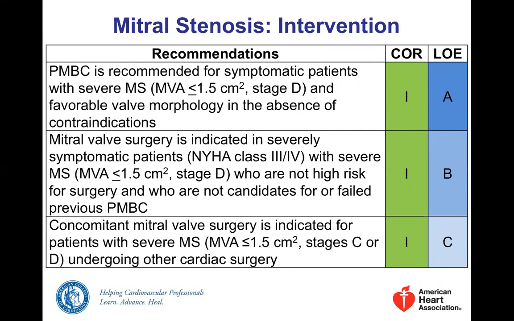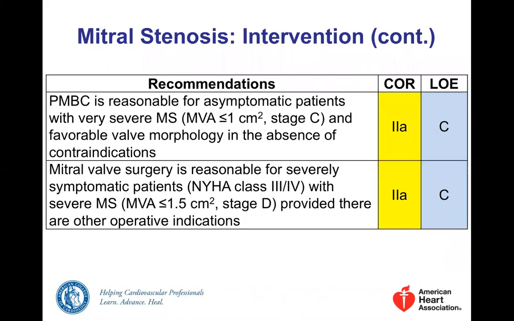Concomitant mitral valve surgery is indicated for patients with severe mitral stenosis, mitral valve area less than 1.5 centimeter, stage C or D, who are undergoing other cardiac surgery. This is class 1. Percutaneous mitral balloon commissurotomy is reasonable for asymptomatic patients with very severe mitral stenosis, mitral valve area less than 1 centimeter, stage C, and favorable valve morphology in the absence of any contraindication.